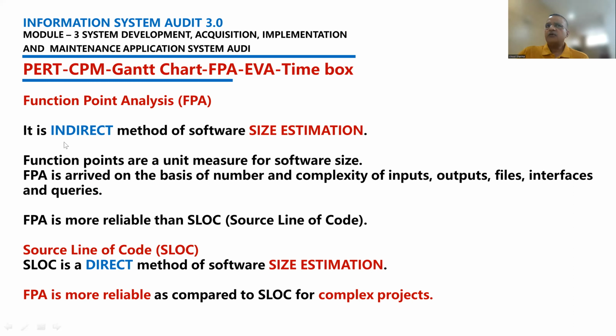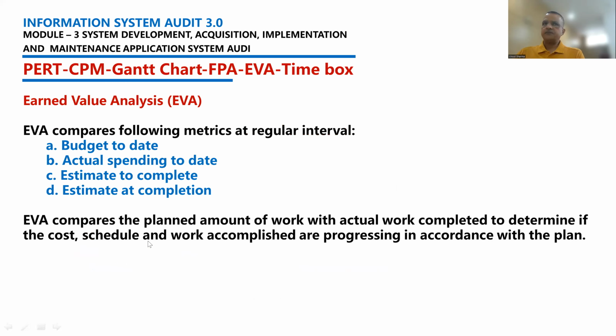So if both options are given for size estimation of a software, please select function point analysis as it is more reliable. Though it is indirect, it is more reliable as compared to source line of code. Now, earned value analysis compares metrics at regular intervals. Again, it is basically a technique of measuring the software project. So it measures at regular intervals the budget to date, that is, what was the budget and how much as on date has been spent, actual spending to date, estimate to complete, and estimate at completion.